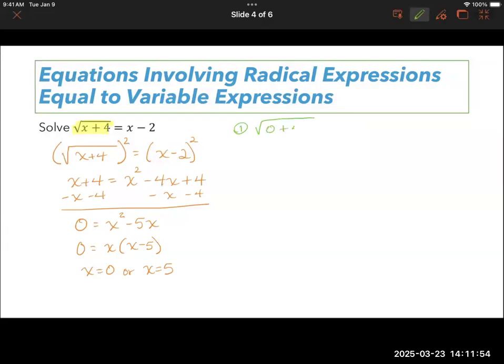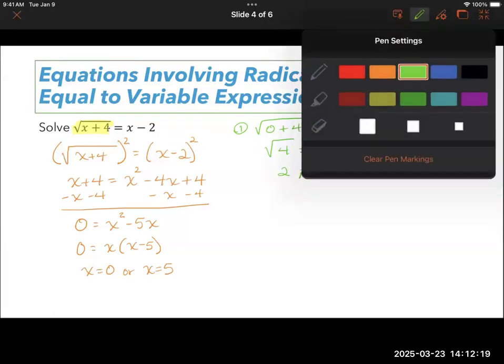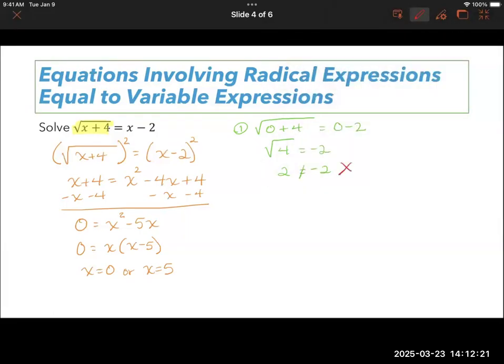If I put 0 plus 4 equal to 0 minus 2, this ends up being the square root of 4. This ends up being a -2. However, the square root of 4, since we only consider the primary root, the positive root, evaluates to a +2, not to a -2. So this is not going to be a solution.